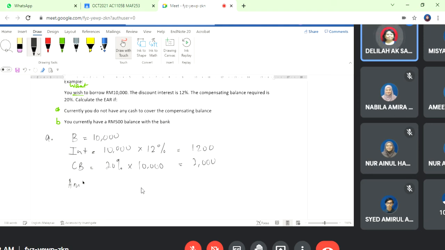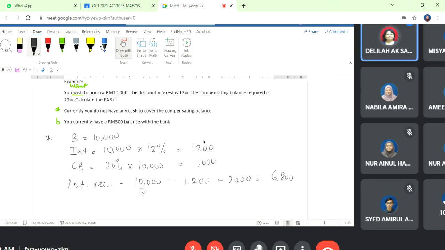So when you have a discount interest with compensating balance, the amount received will be 10,000 minus the interest, okay, minus the interest, 1,002, minus the compensating balance, 2,000. You will end up getting only 6,800 from your bank. That's the amount that you're going to receive.